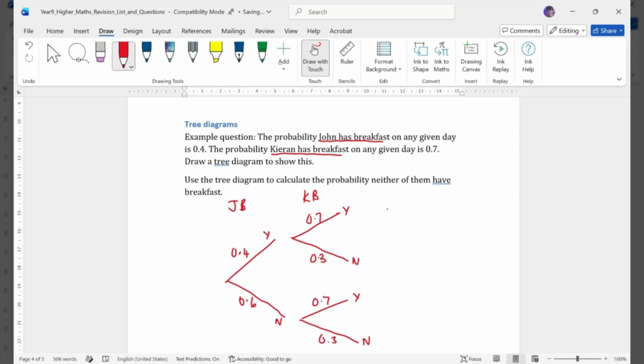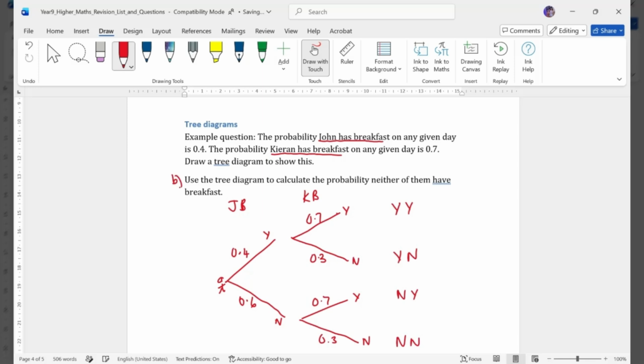What this tree diagram shows us is the 4 things that can happen. Either John and Kieran will both have breakfast. Yes, yes. Think of a little man who's gone for a walk up the branches. Yes, yes. Or the little man could walk the yes-no branch where John does, but Kieran does not. Or the no-yes branch where John does not, but Kieran does. Or the no-no branch where neither of them do.